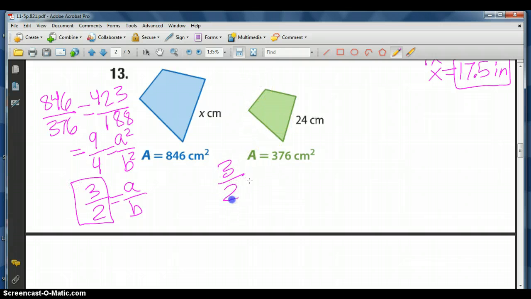Use the scale factor to solve for x. So x is represented by this 3 here. So 3 is to 2 as x is to the small one, 24. Cross multiply. 2x is equal to 3 times 24, which is 72. Divide both sides by 2 and you get 36.